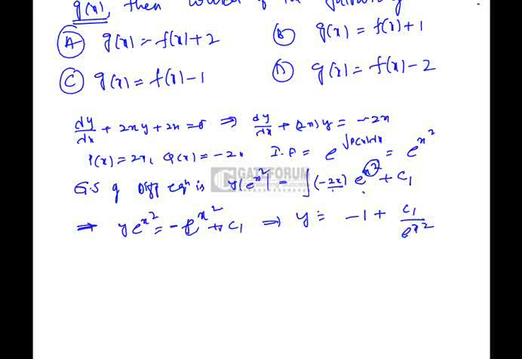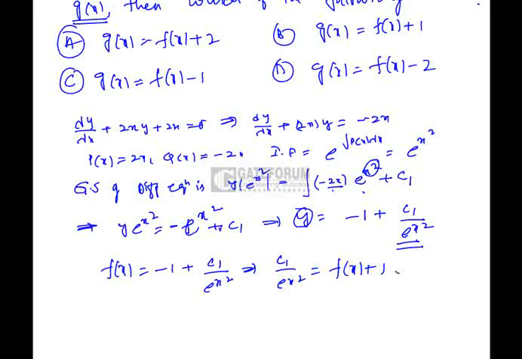And it is given that the solution of this differential equation is f of x. So we'll replace this y by f of x. So f of x is minus 1 plus c1 by e power x square. So c1 by e power x square can be written as f of x plus 1. Let it be equation 1.